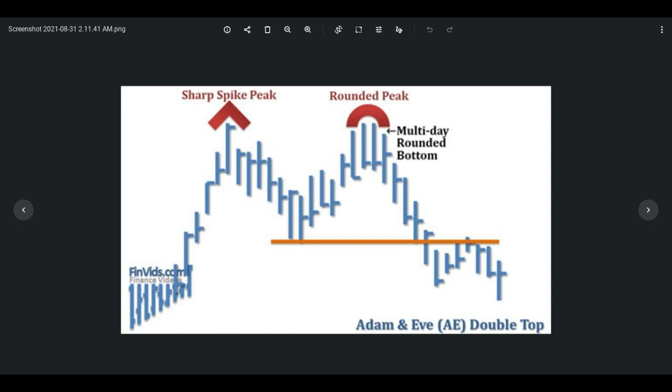Statistical notes. Formations with more range between highs and lows perform better than shorter ranges. Formations with declining volume with heavy volume on the left top perform better. So if it has more volume here, it performs better.